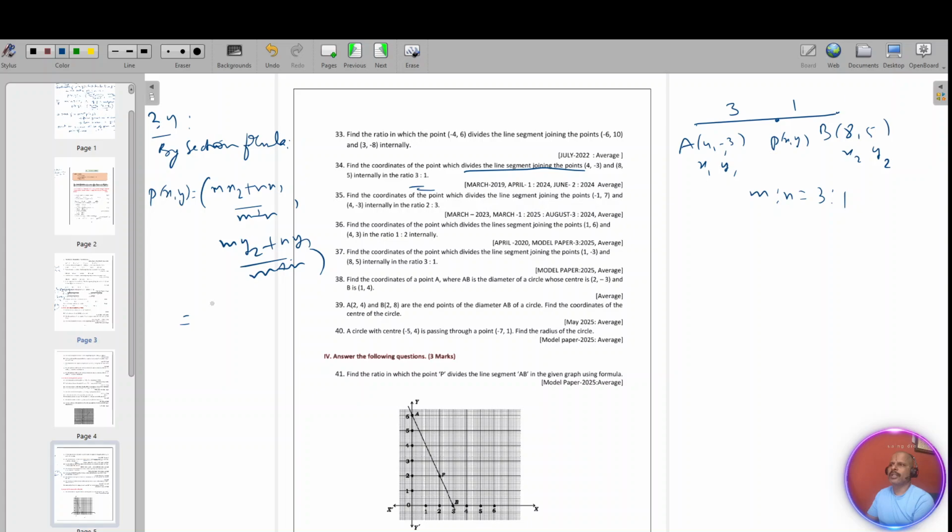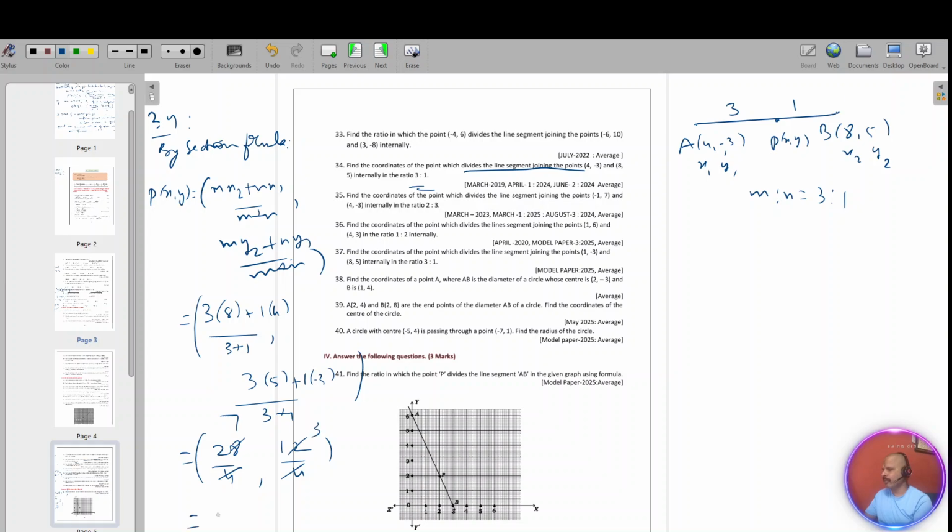Substitute the values. m is what? 3. x2 is what? 8, plus n is 1, x1 is 4, by m plus n is 3 plus 1. First substitute, then you solve it. Then m is 3, y2 is 5, plus n is 1, y1 is minus 3, by 3 plus 1. So this becomes 8 3s are 24, 24 plus 4, 28 by 4. Then 3 5s are 15, minus 3 is 12, 12 by 4. So the coordinates are 7, 3.